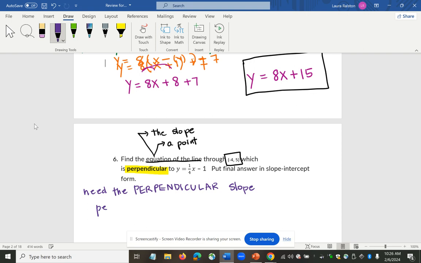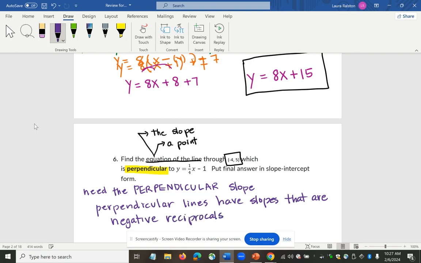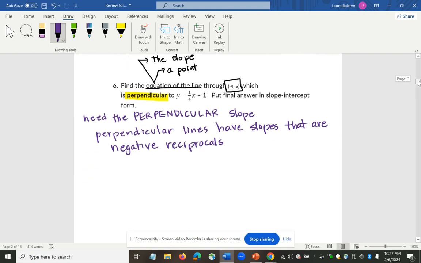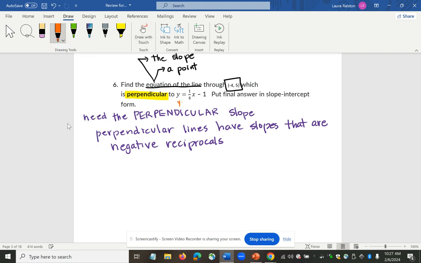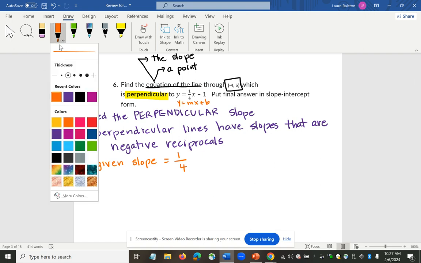Okay, perpendicular lines have slopes that are negative reciprocals. Okay, that's a little bit trickier, but we'll talk about it. Okay, let me scroll down so I can have some space to write. Okay, so looking at the equation that we're given, here you have y equals mx plus b. Okay, so the given slope here is positive 1/4. We're looking for, or we need, the perpendicular slope.